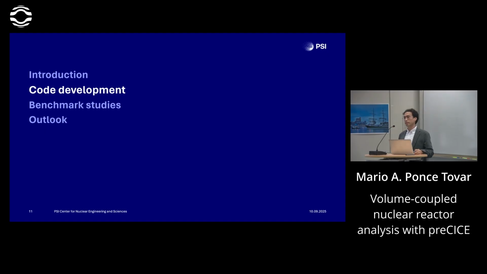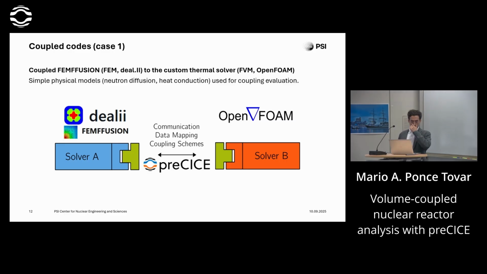So now I'll just describe some of the codes that were used in this study. Firstly, I compared two cases for studying the coupling. Firstly, I coupled a neutronics solver known as FEM-fusion. So this is a finite element tool which solves the neutron diffusion equation. And this was coupled with a very simple thermal solver in OpenFOAM, which just does heat conduction.